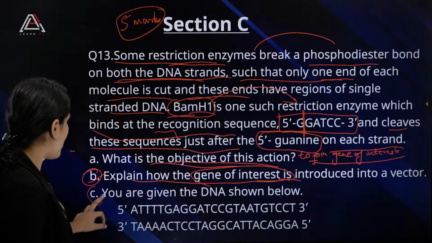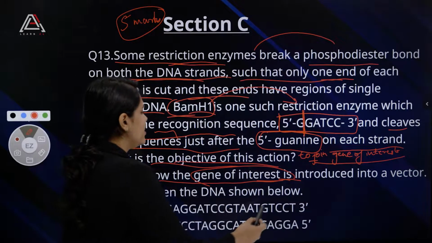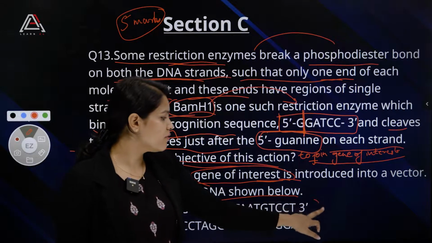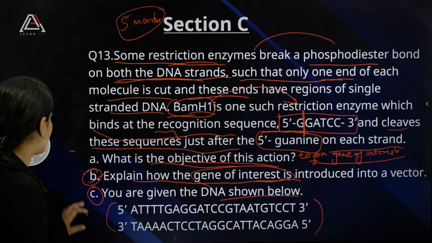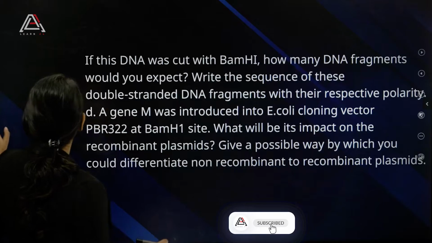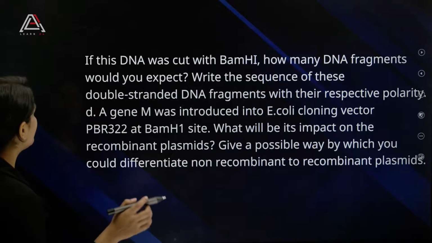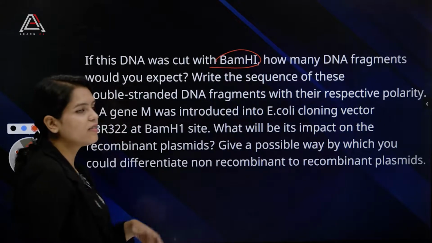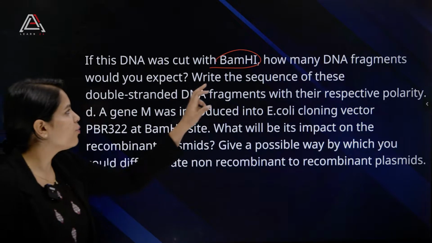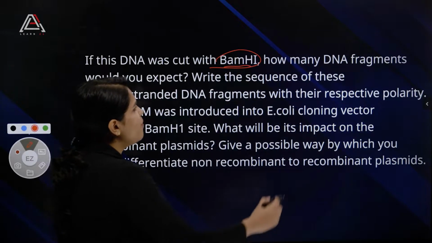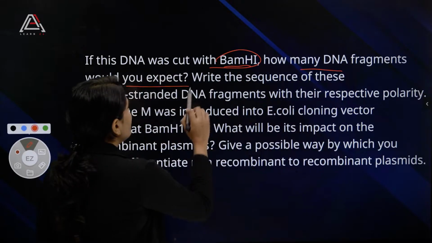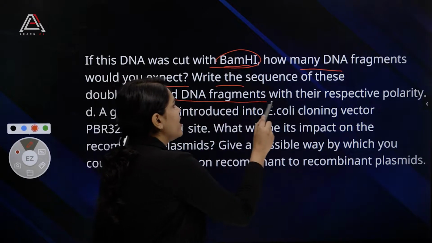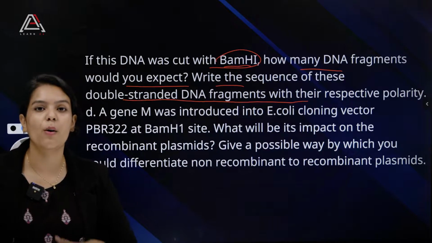Okay, the next part says you are given the DNA shown below. So there is a DNA sequence. We can see a DNA sequence here. So let's see what the question is about. They are telling, if this particular DNA was cut with BamH1, how many DNA fragments would you expect? Write the sequence of those double-stranded DNA fragments with the respective polarity.